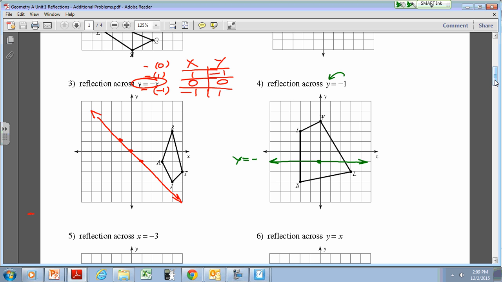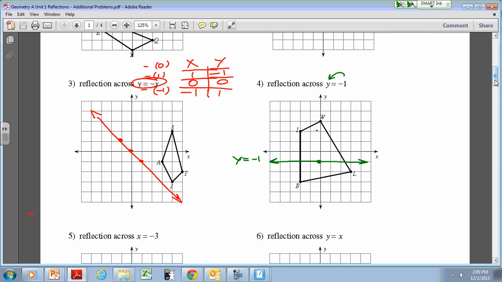Y equals negative 1. And now I'm going to reflect. Should I do an easy reflect or a hard reflect? All right, let's see how you feel about the W. To reflect it, all I do is count the number of times it takes me to get from that dot to the green line. And however many times it took me to count from that dot to the green line, I keep counting that same number of times.